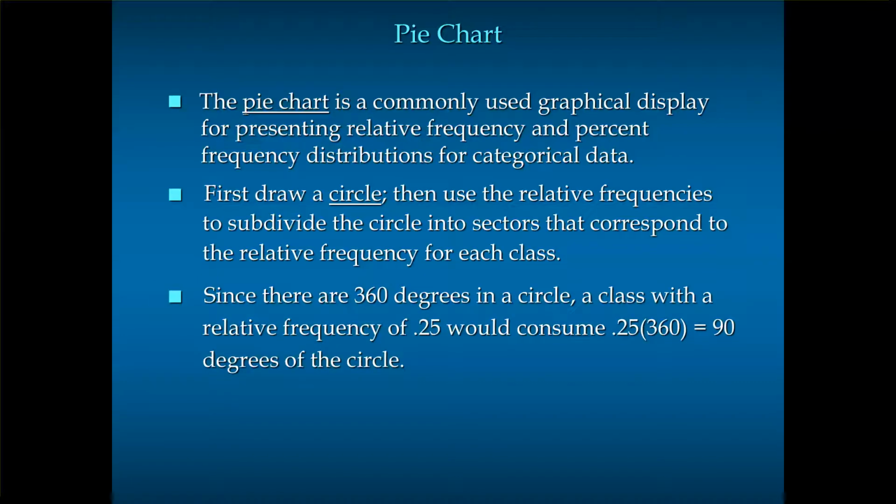Since there are 360 degrees in the circle, a class with a relative frequency of 0.25 will consume 0.25 times 360, equal to 90 degrees of the circle. Using this rule, you can decide how to divide the pie. Again, in this class, once you know Excel, you don't need to worry about how to calculate or how to cut the pie.